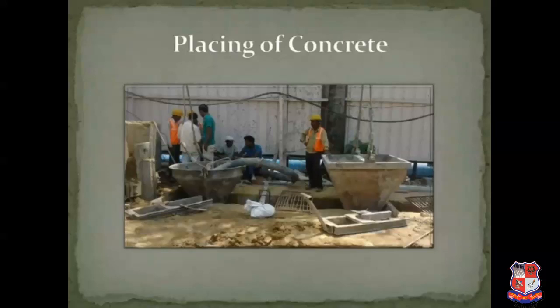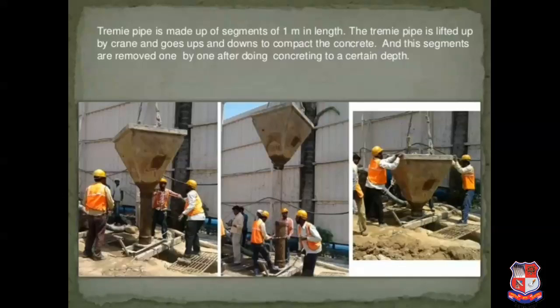Next, placing of concrete can be seen in the image. The tremie pipe is made up of segments of 1 meter in length. The tremie pipe is lifted by crane and goes up and down to compact the concrete. These segments are removed one by one after concreting to a certain depth. We can see that in the image.